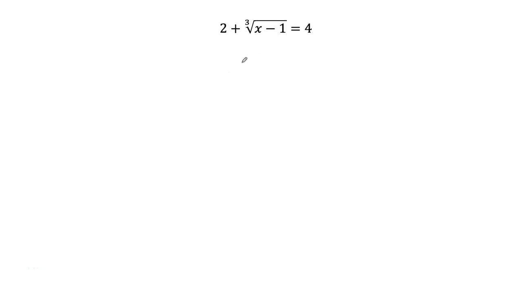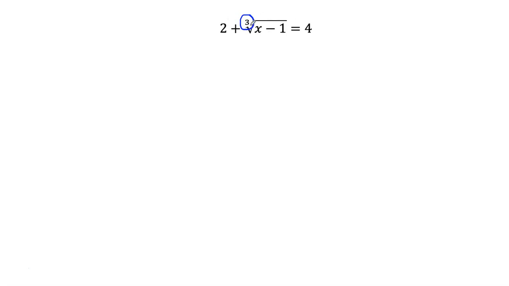All right, so this one looks a little different than the others. The difference is, notice this little index, is what you would call it, of 3. That means that this is not a square root, it's a cube root, or third root, or 1/3 power is what we're looking at.